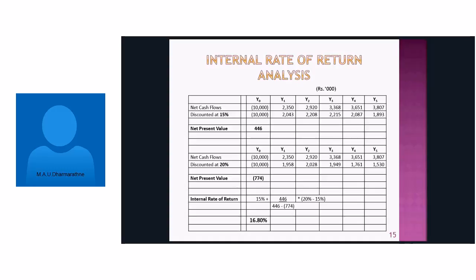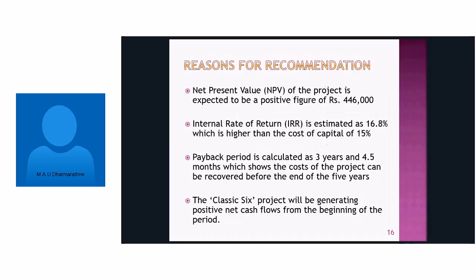15% is the lower rate that we have taken, and a 20% discount rate is used as the upper rate, where we have got a negative figure of 774,000. So using that, we have calculated the internal rate of return at 16.8%.